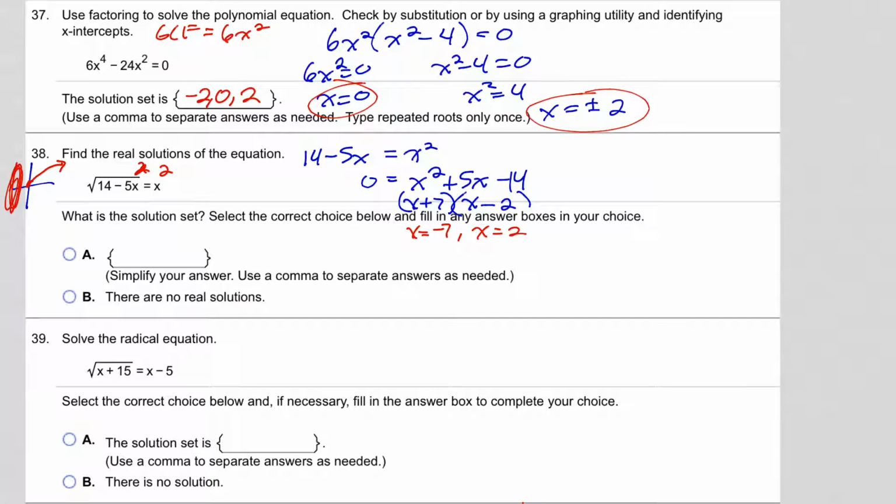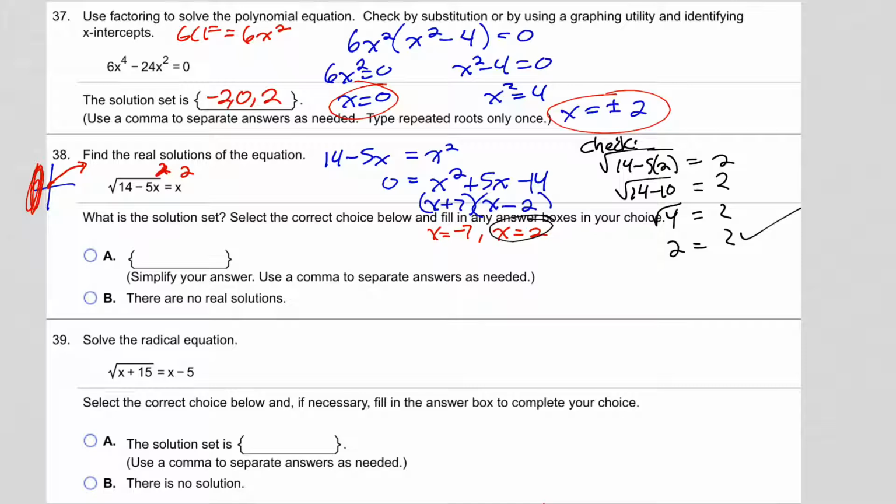So let's check over here. Let's start with the 2. So 14 minus 10, that's 4, and that's 2. Okay, so he's part of it, and -7 is most likely not going to be part of this, okay? And just to double check, without doing all the math, you can see that a cube root can equal a negative, but not a square root. So even if you did all this, it's just not going to work out, okay? So solution set will be 2.